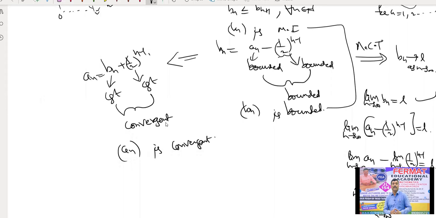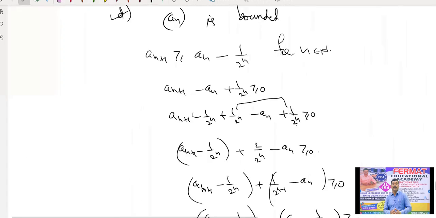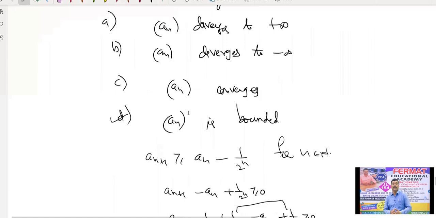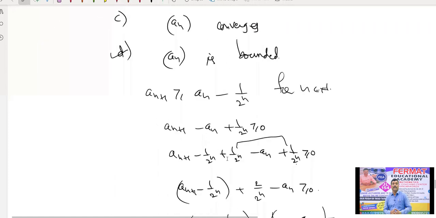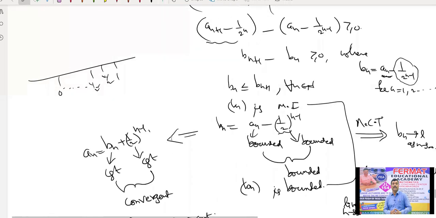Understand? You can use this technique or this technique. You can go through it. So an is nothing but what? This is an interesting example, because you are given a sequence an, and I don't know about Bn. What I do is create a dummy sequence Bn. With the help of the dummy sequence, we have shown that an is a convergent sequence.